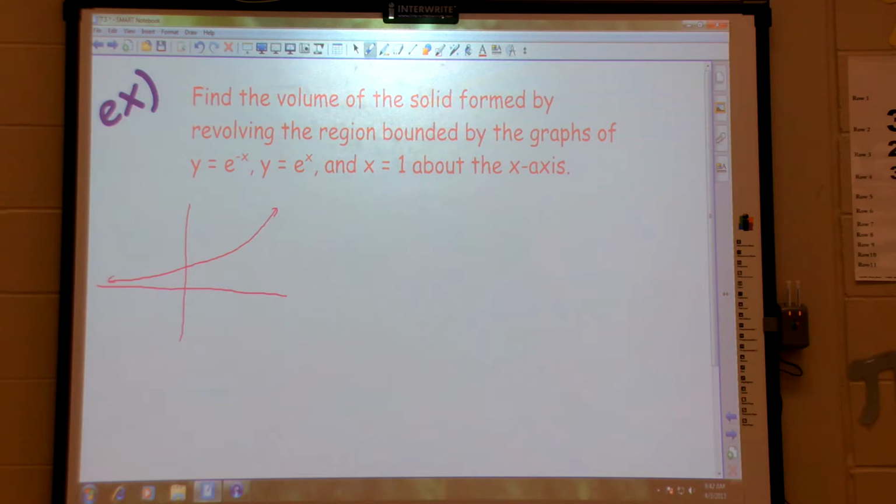Negative x? It's not. Is it the opposite? Down. Oh, never mind. Yeah? Yeah. And the line x equals 1. So there we go.